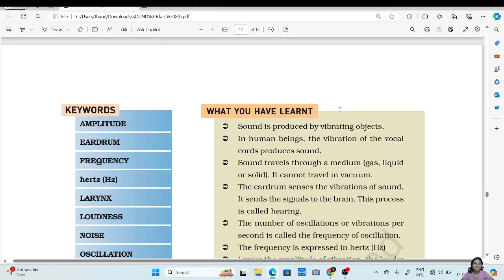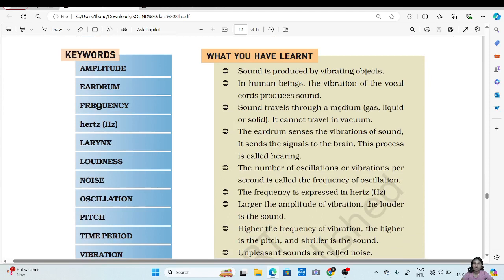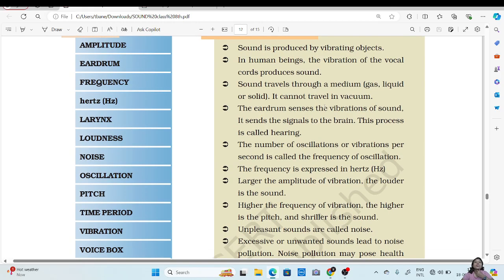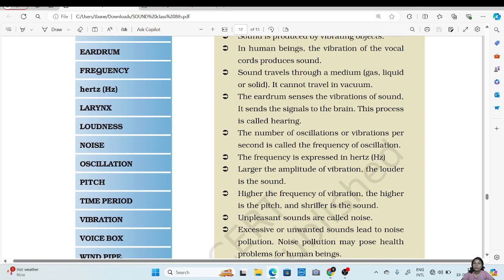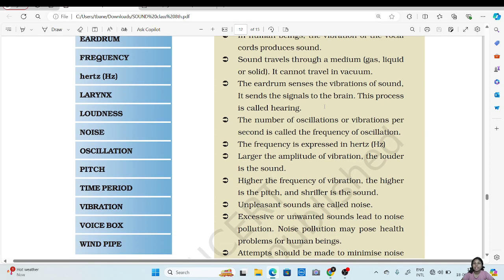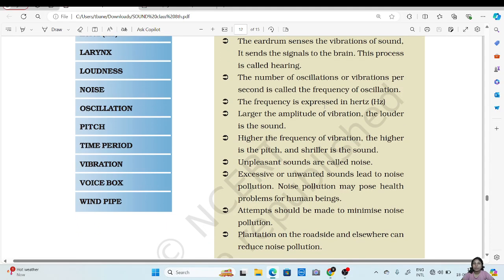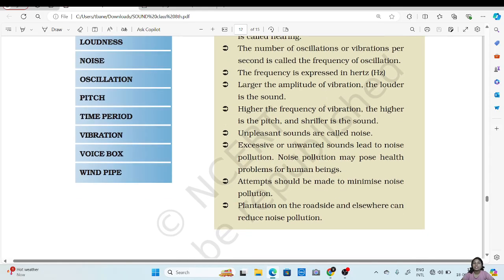So that was it for this chapter. In this chapter, we saw sound is produced by vibrating objects. In human beings, the vibration of the vocal cords produces the sound. That is, the vocal cords present here produce the sound. Sound travels through a medium, gas, liquid or solid. It cannot travel in vacuum. The eardrum senses the vibration of sound. It sends the signal to the brain, and this process is called hearing.